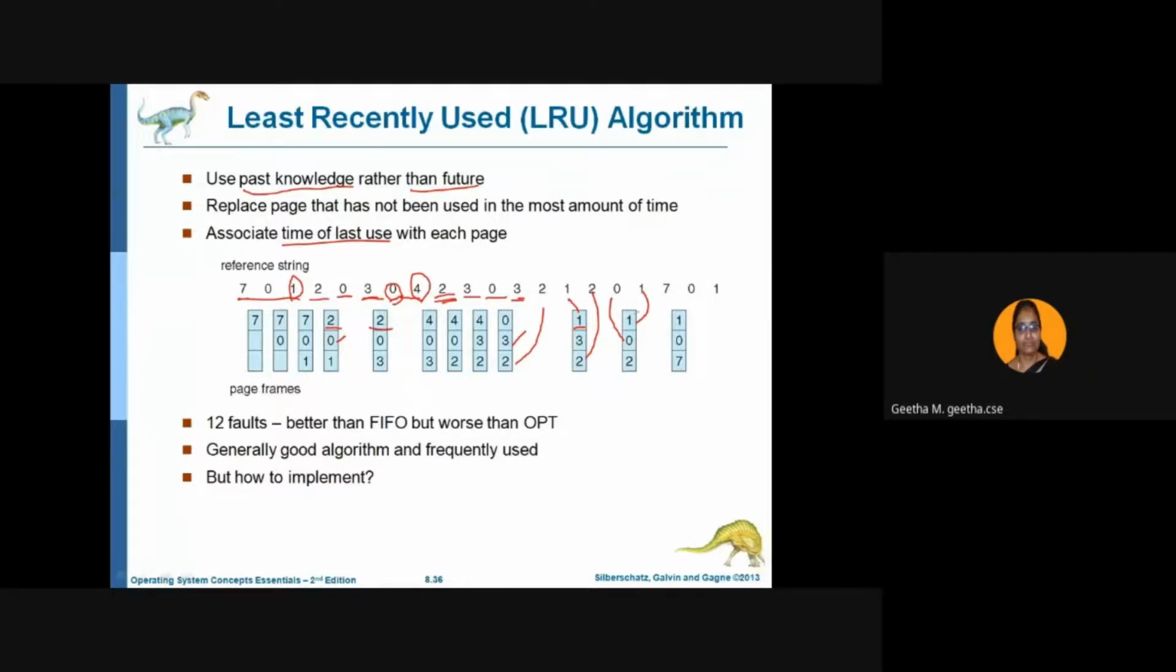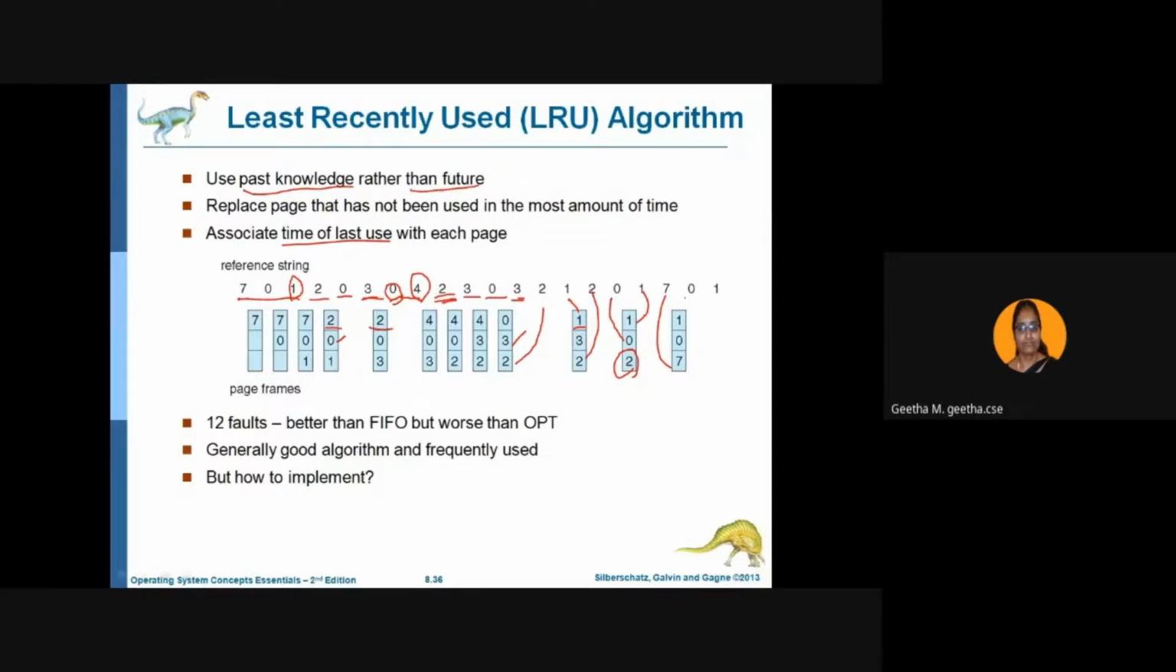So again a victim page needs to be selected among the pages 1, 0 and 2. Considering these 3 pages, 1 is recently referred, then previous to that 0. If you consider 2, it has not been referred for long. Among these 3 pages, 2 is not referred recently. So 2 is selected as victim and then it is replaced by page 7. So now the pages are 1, 0 and 7.